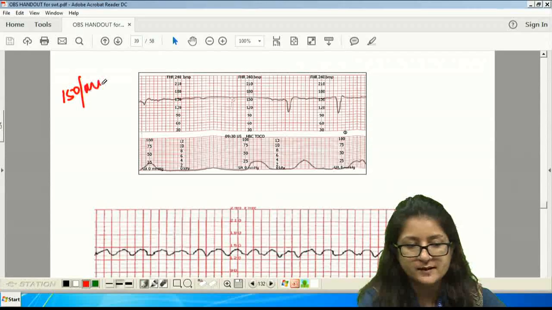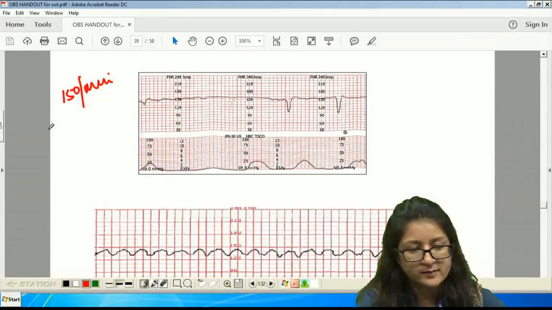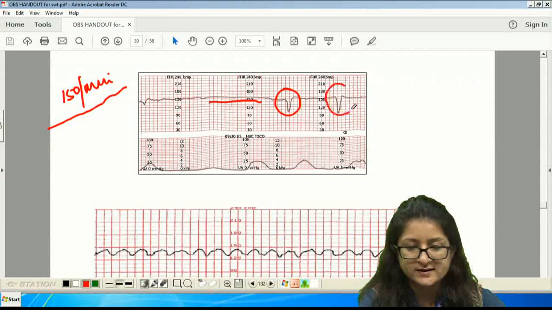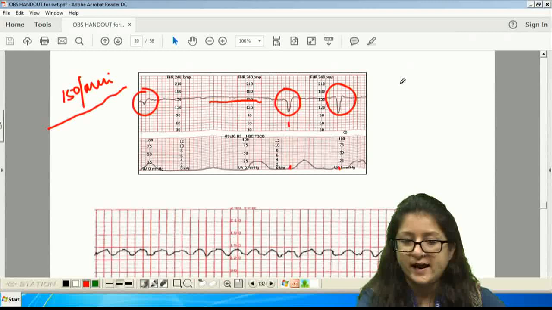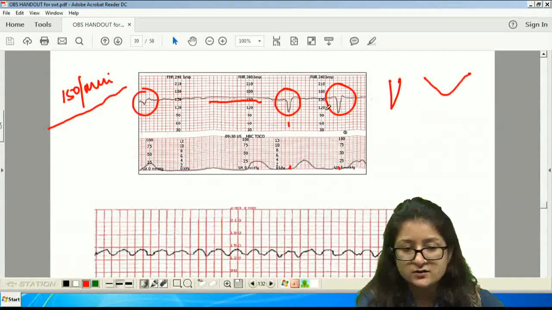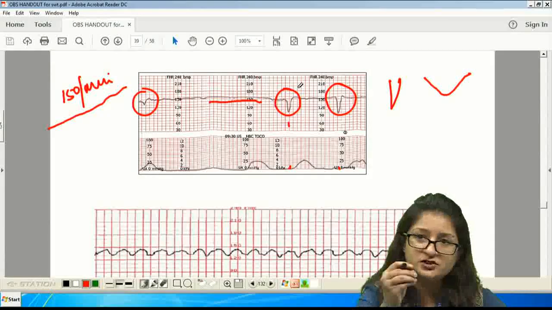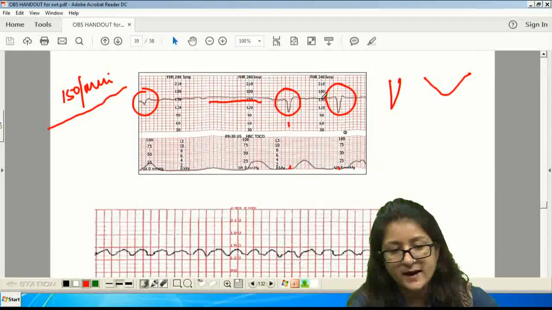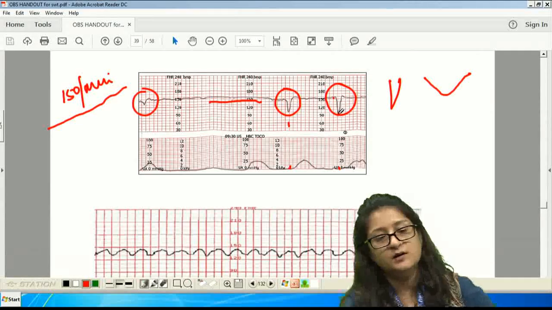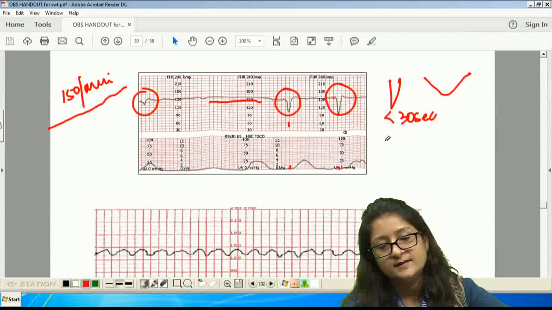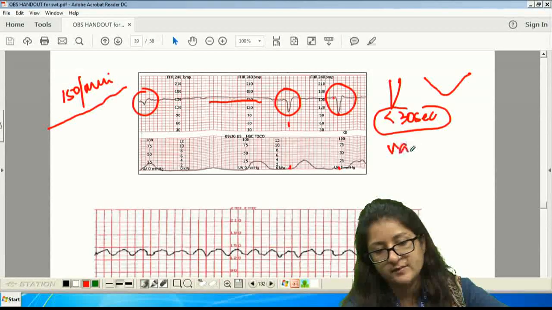Here it is about 150 per minute, there is absolutely no variability, it is a flattish trace, and these decelerations have no relation with contractions. You can see they fall sharply; there is no lag period. From the start of the deceleration to the dip, they take less than 30 seconds. This is very characteristic of variable deceleration.